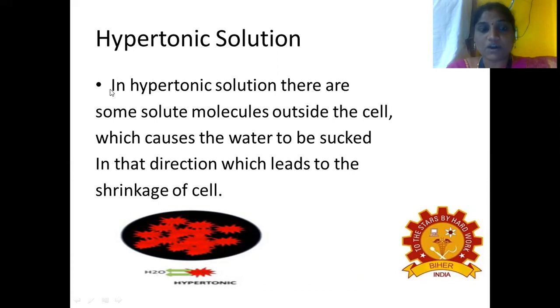Okay, that is the osmosis process in a hypertonic solution. Here, since some solute molecules are present outside, the cell gets shrunk. So this is called osmosis in a hypertonic solution.